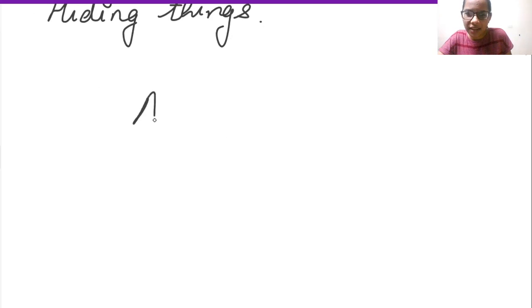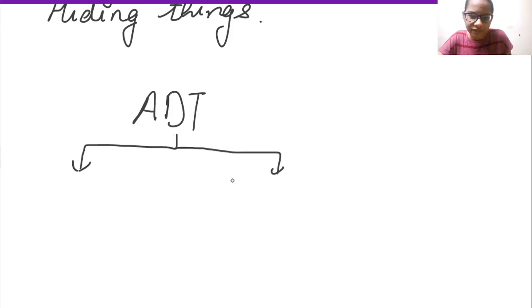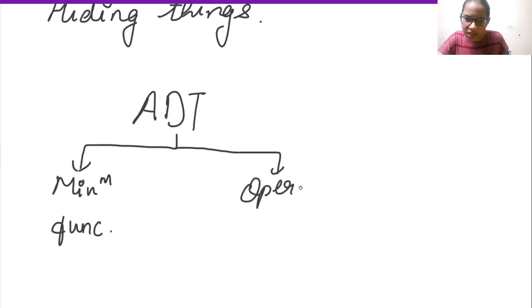ADT, abstract data type, has two things. First, it has minimum functionalities or minimum values, and then it has some operations that it can do. So it has some minimum functionalities and some operations that it can perform.